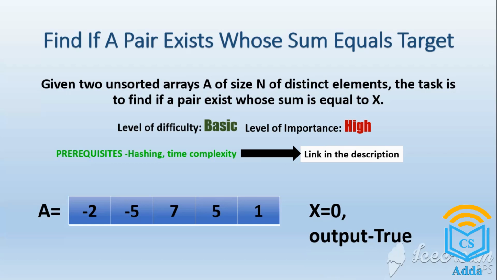In this case, we have a pair, +5 plus -5 equals 0. So the output will be true. If there wasn't any pair, then the output would have been false. This is our problem statement.